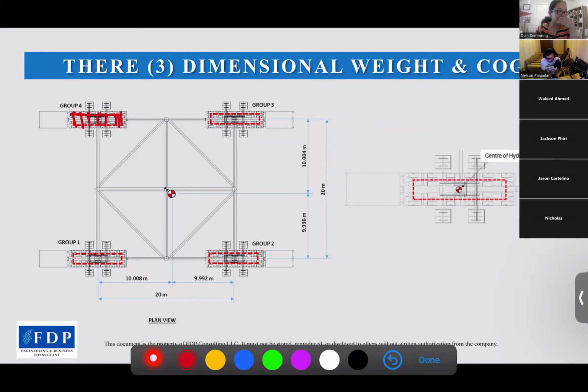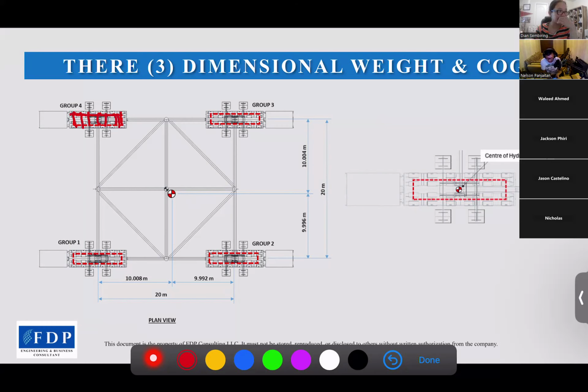So this is the axle of the SPMT: 1, 2, 3, 4, 5, 6. Then we combine all these axles, and the reaction will work at the center of the grouping here. Because the legs are sitting exactly at the center of the groups, it will be the same as when we find the reaction at the legs itself.